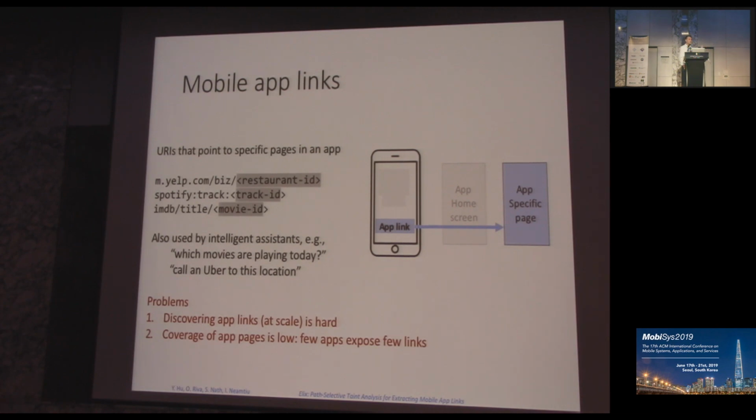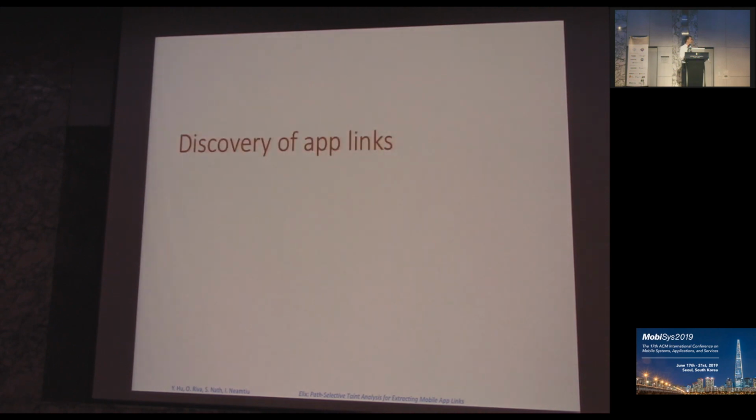The problem is it's really hard to discover such links at scale. And the other problem is coverage. App coverage is really low. Few apps expose few links, and this is what we try to address in this paper. So let me give you a flavor of how you can try to discover links.